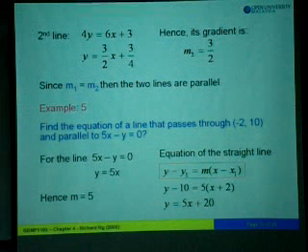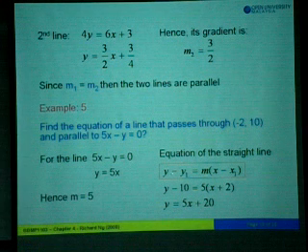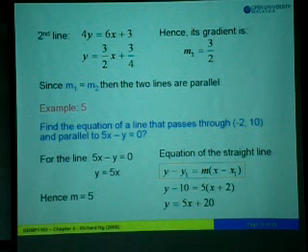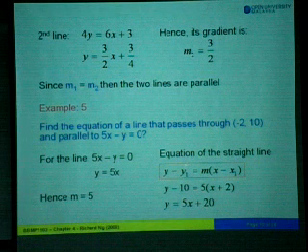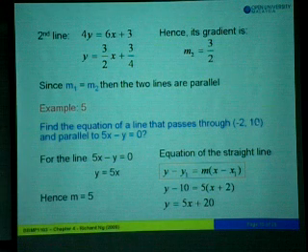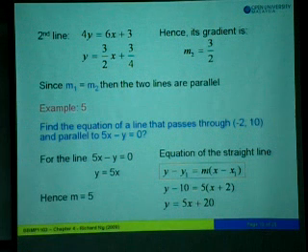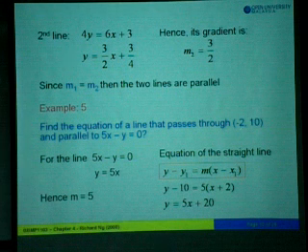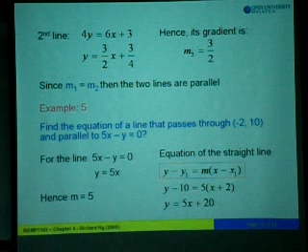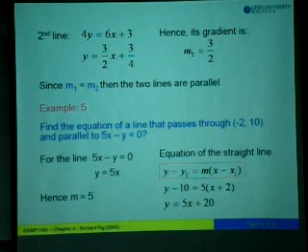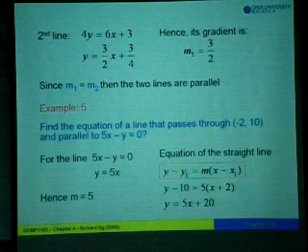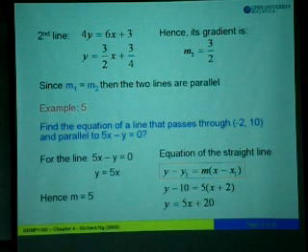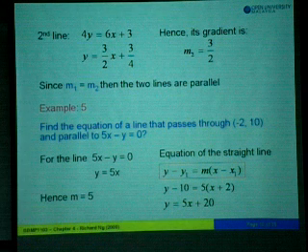In order to find the equation of a straight line, we will use this formula: y minus y1 equals m(x minus x1). So substitute y1 with the coordinate just now, which is 10, and m is the gradient, which equals 5, x minus x1. x1 is -2. So substitute into here, we will get -2 will become +2. And then simplify, we should get the equation y equals 5x plus 20. Okay?